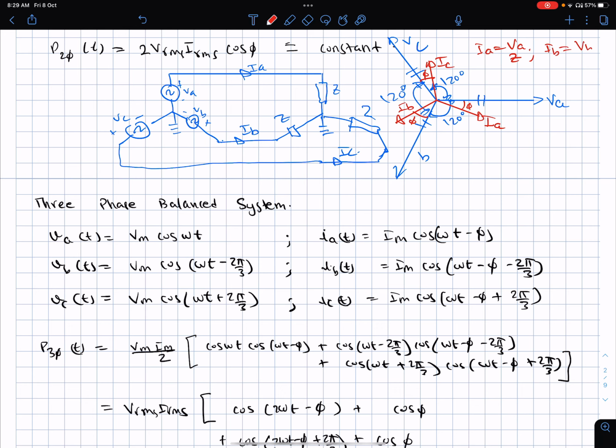IB will be VB by Z, and IC will be VC by Z. And if you sum IA plus IB plus IC, the three phasors being balanced, a vector sum of them being an equilateral triangle, they sum to 0. So IA plus IB plus IC will be 0, which means that no current goes in here and no current comes back from the earth return.